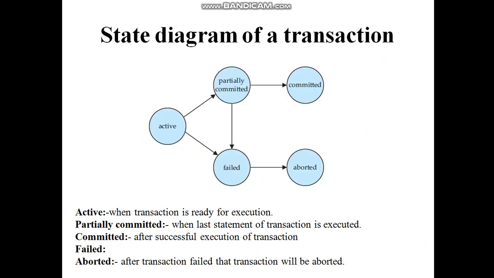So this is a state diagram of a transaction. Here active state is nothing but when the transaction is ready for execution. Partially committed is when the last statement of your transaction is executed. Committed: after successful execution of the transaction, we will write commit. Failed means your transaction fails for some reason. Aborted: after the transaction fails, that transaction will be aborted. And if your transaction is in the partially committed state, it may happen that your transaction gets failed.